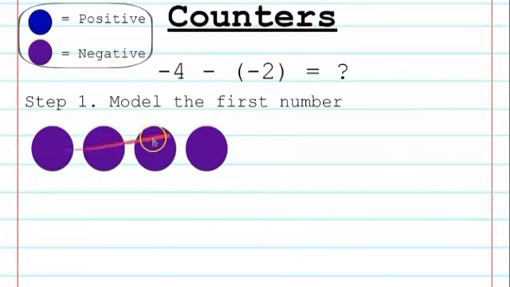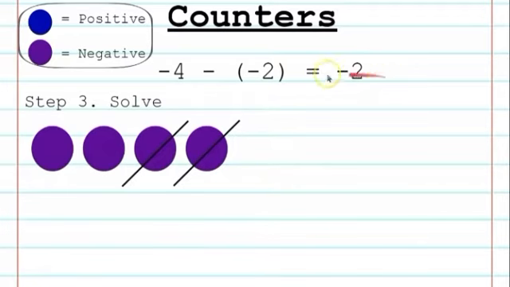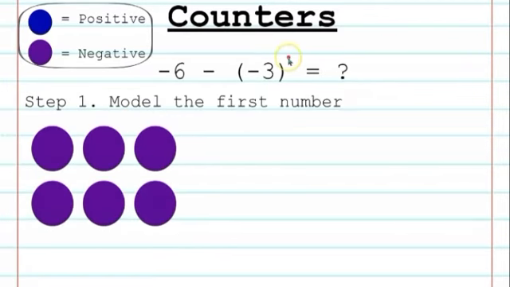Step 1 would be to model the first number. The first number is -4, so you put 4 negative counters. Step 2 is to subtract the second number. So -2, you have to subtract 2 negatives from 4 negatives. Then step 3 is to solve. So your answer is -2 if you count these.